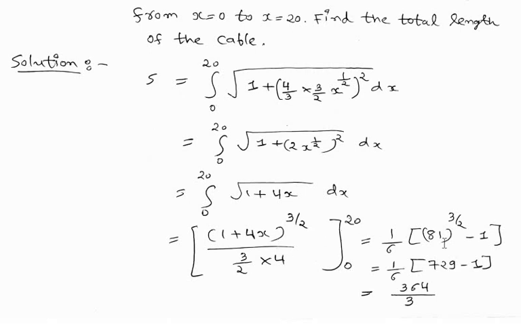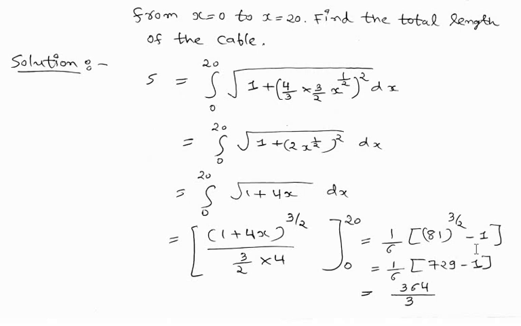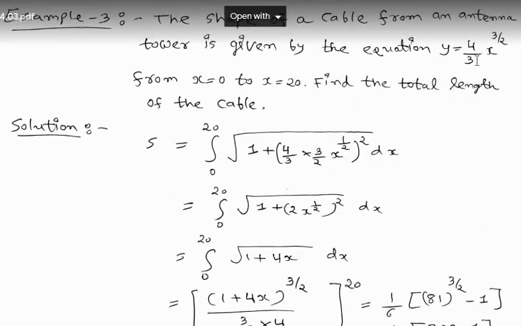For the upper limit 20, the result is 81 raised to 3 by 2, and for the lower limit 0, the result is 1. Now 81 raised to 3 by 2 is 729, minus 1, the result is 728, and over it we have 6. So the result is 728 by 6, and after simplification you will get 364 by 3. So this is the required total length of the cable for the function y equals 4 by 3 x raised to 3 by 2 from x equals 0 to x equals 20.